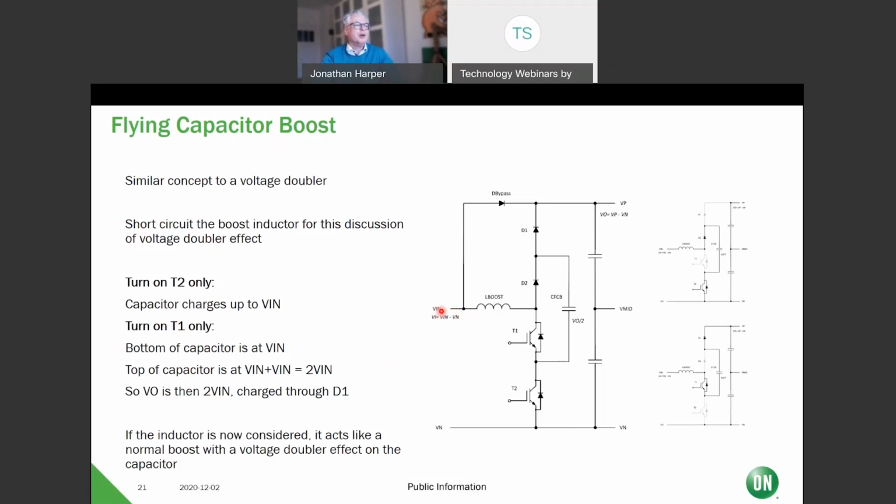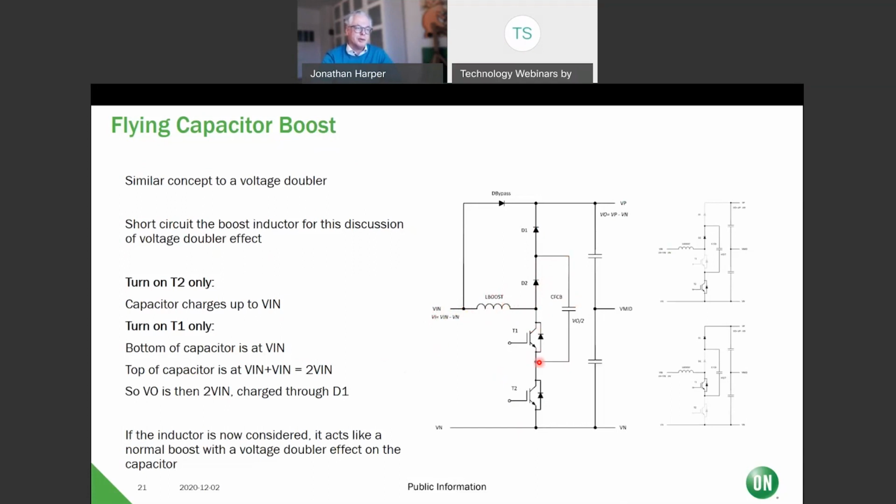So if we do a voltage doubler with this, nothing's charged, so we better charge up this capacitor. How do we do that? We come out here, come around here, turn on T2. So we turn on T2, keep T1 turned off. This gets charged up to the input voltage because I'm ignoring the boost. This is a straight wire, so it's the input voltage. So this is now charged up to Vin.